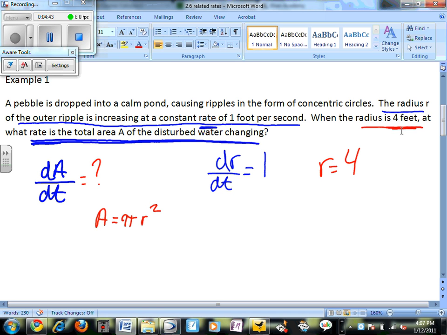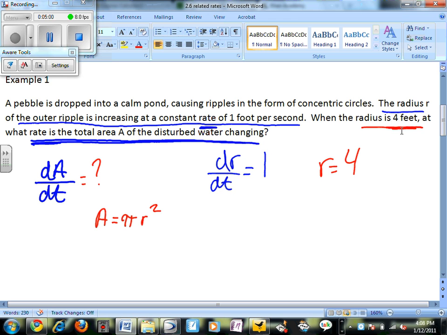I want to take the derivative with respect to time because the ripples are changing with respect to time. You know, if you drop a pebble in water, the farther it gets out, the longer that ripple goes, the wider it gets, the bigger the area of the circle. So I would take the derivative with respect to t.